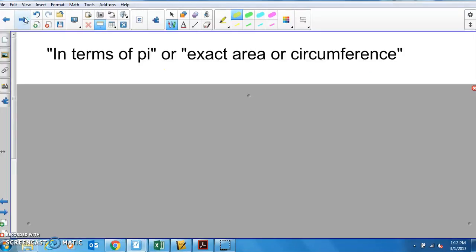All right, this next thing is very simple, but it's also kind of different because students aren't used to it. You're going to see something that's written or typed in on the question. It's going to say, in terms of pi, or to find the exact area or circumference. So it may ask you to find the area of a circle, circumference of a circle, in terms of pi. Or it may say, find the exact area or circumference.